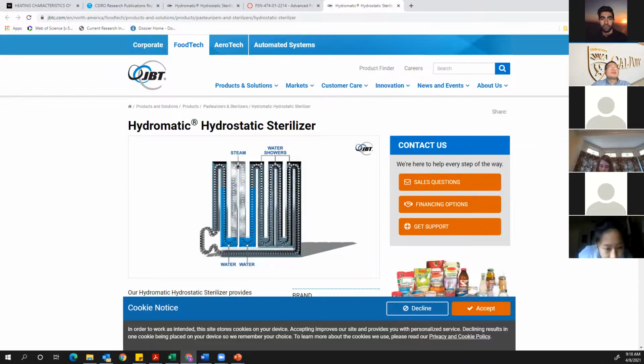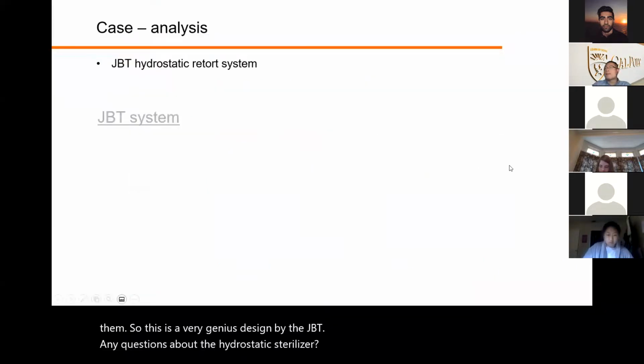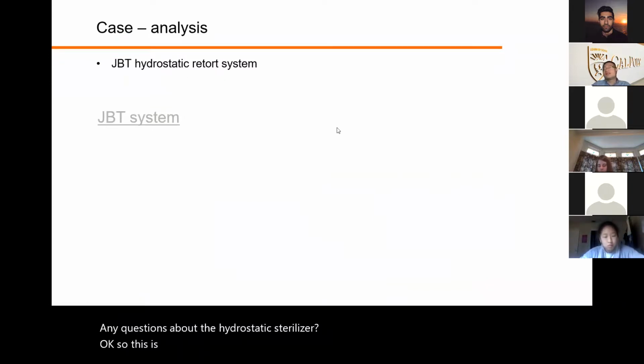Any questions about the hydrostatic sterilizer? Okay, so this is one design of the continuous retort system.